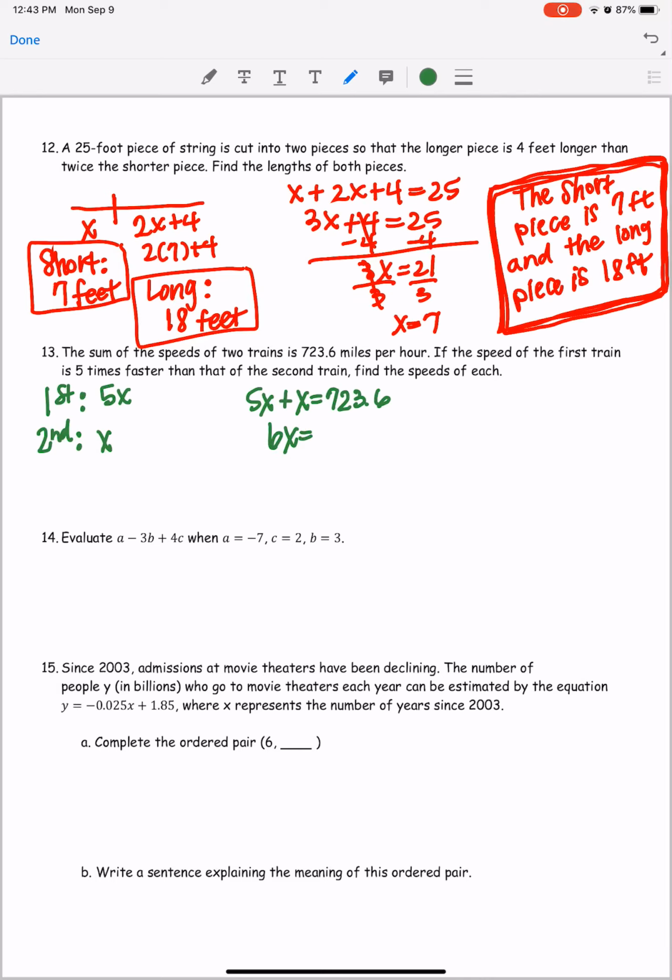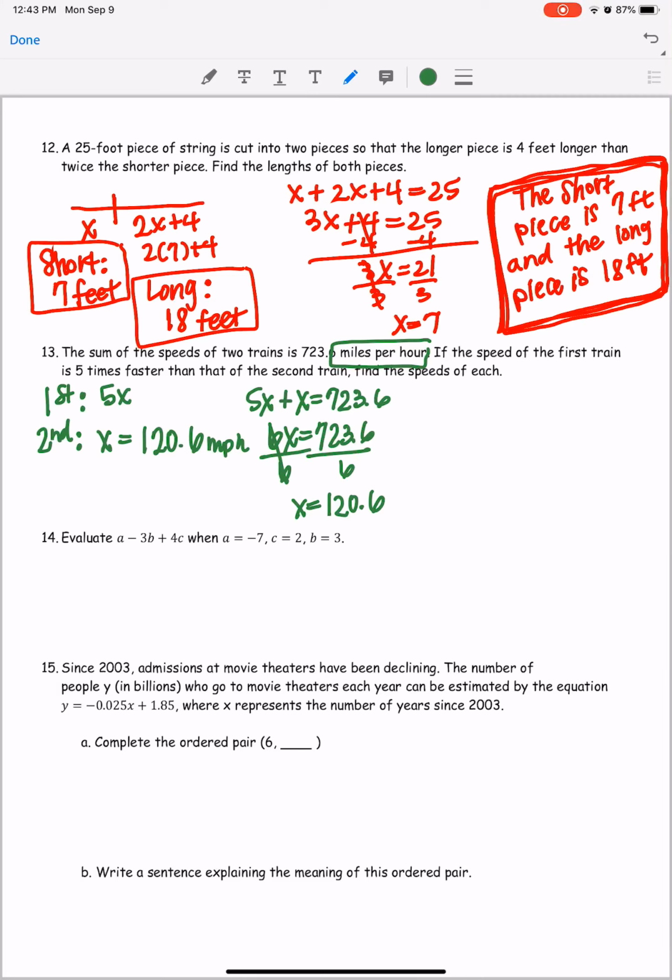So now we have 6x equals 723.6. Divide by your 6. And we get a number. We get x to be 106. So that means my second train is 100. I think I said 106, but it's 120.6. We are in units of miles per hour.